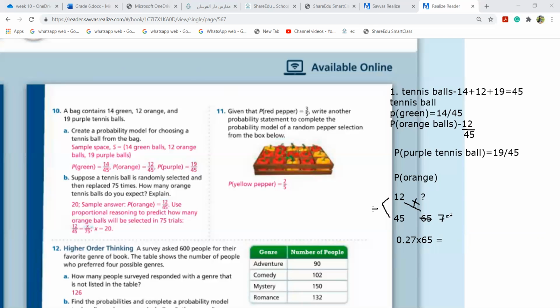Okay, so it's 75. Multiply with 75 and tell me this is 75. 20. Yes, your answer is 20.